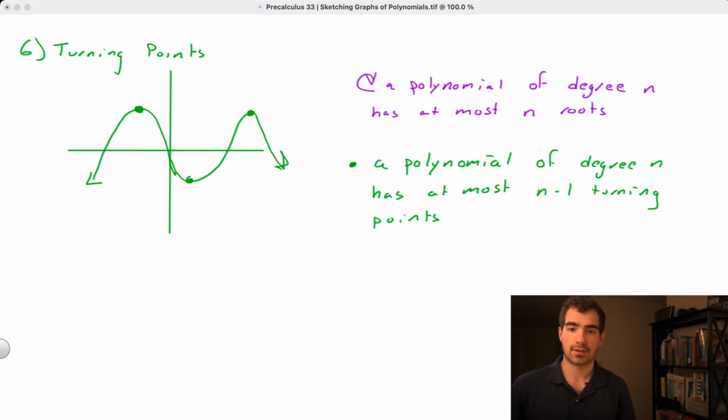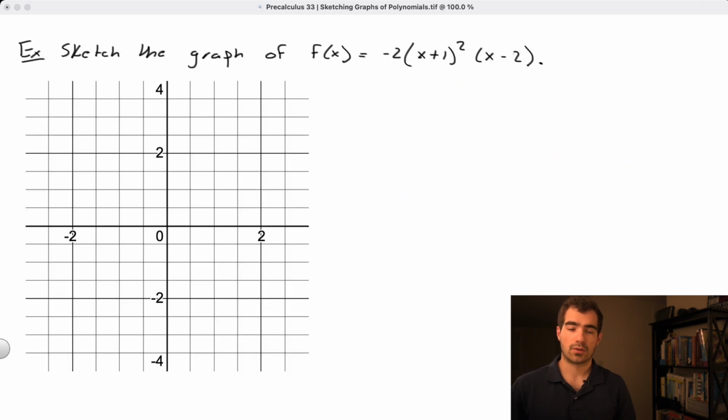And now, utilizing all of that information, we can sketch the graph of a polynomial. So let's sketch the graph of f of x equal to negative 2 times the quantity x plus 1 squared times the quantity x minus 2. The first thing we can do here is explore the end behavior. And to do that, we'll be using the leading coefficient test.